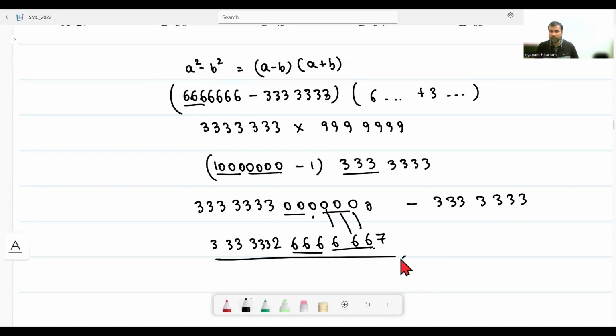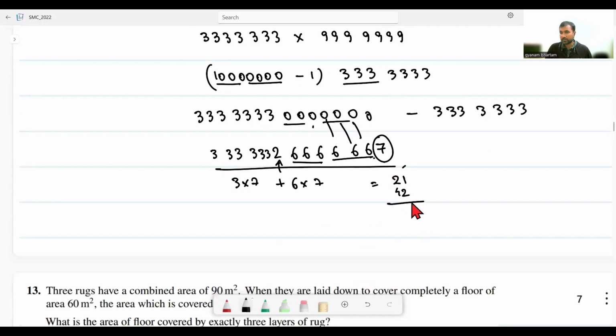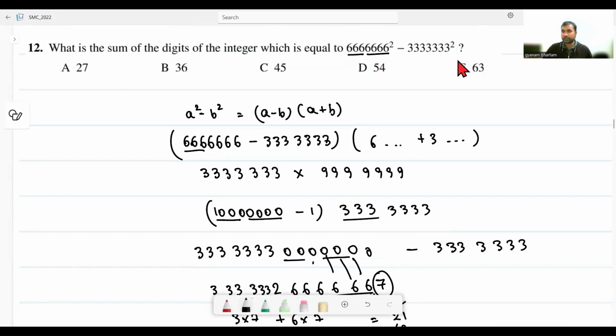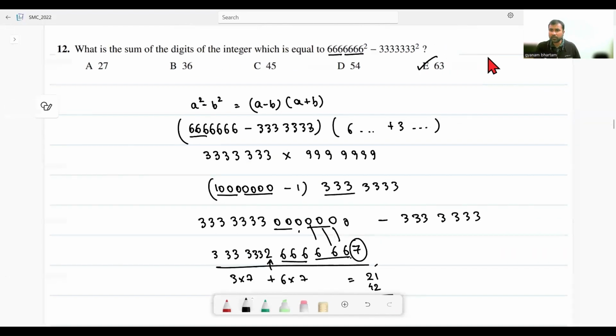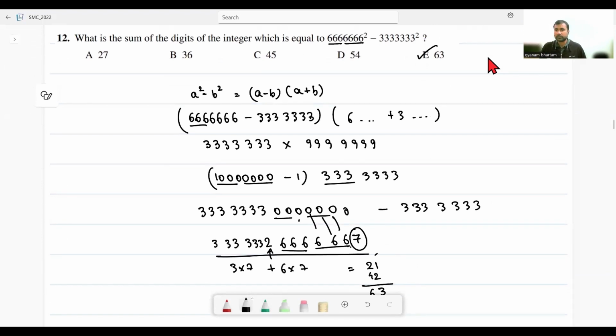Now we can add all this, right? We can just put 7, and this will become 3, and this will become 6. It means we have to add all the digits, right? So how many times 3? 3 is going to be 7 times, and 6 is also going to be 7 times we have to add. So this is going to give you 21, and this is 42. So our final answer must be 3 and 6. So 63. This is how we can multiply easily. A square minus B square. That's the trick.